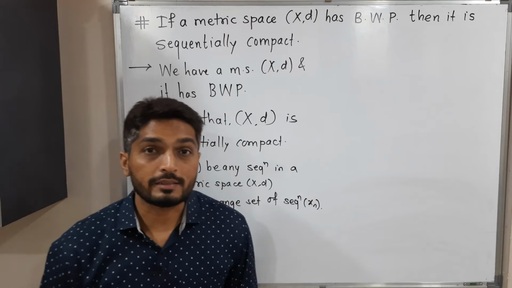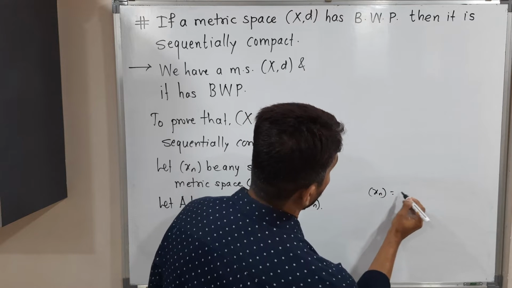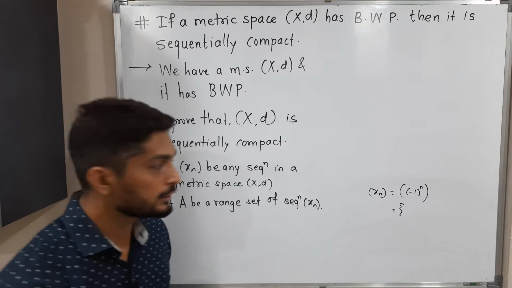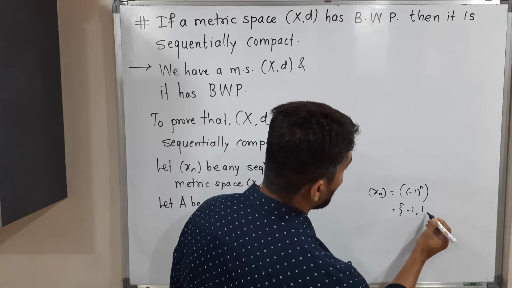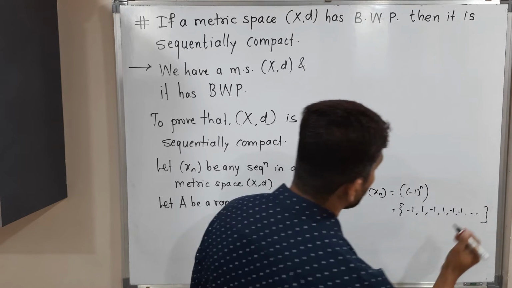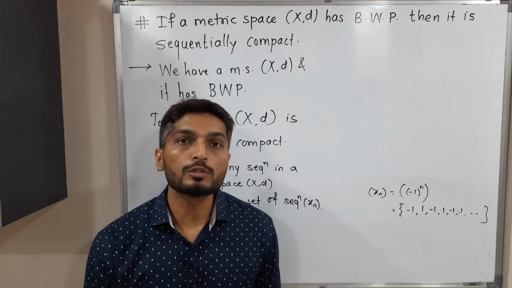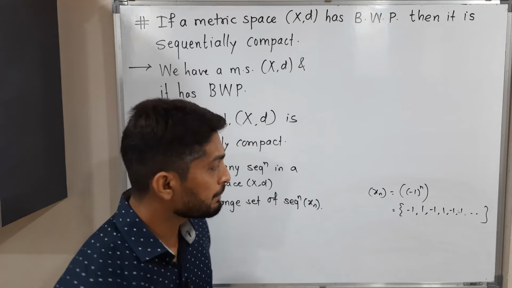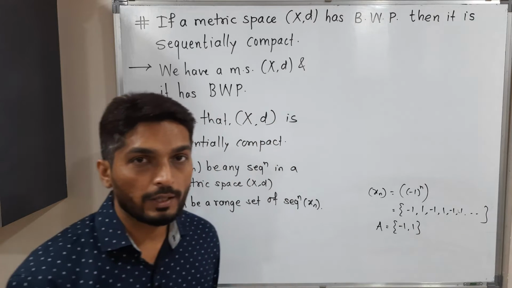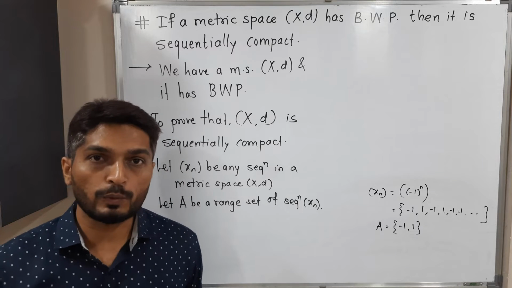So let us talk about what a range set is. Consider one sequence Xn equal to (-1) raised to n. The first term is -1, the second term is 1, the third term is -1, the fourth term is 1, and so on. We can easily observe that there are only two terms which repeat infinitely many times. It means the range set of sequence Xn will have only two terms, -1 and 1. With the help of these two terms, the entire sequence is formed.